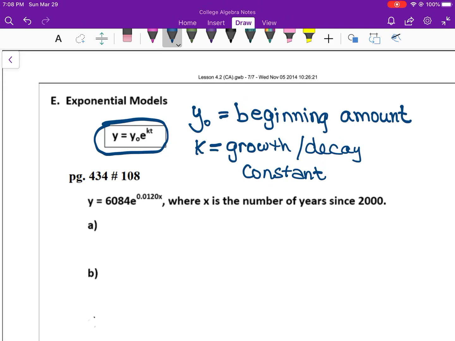Okay, in our problem on page 434, it's number 108. It says the world population in millions closely fits this exponential function, where x is the number of years since 2000. Part A, the world population was about 6,853 million in 2010. How closely does the function approximate this value? All right, so 6853 is going to be our y.